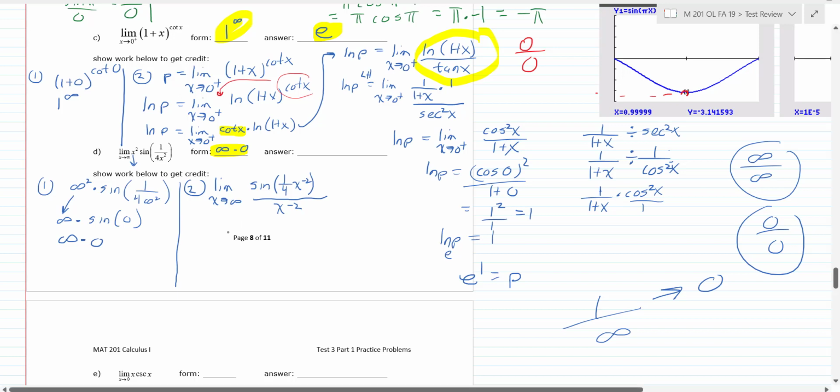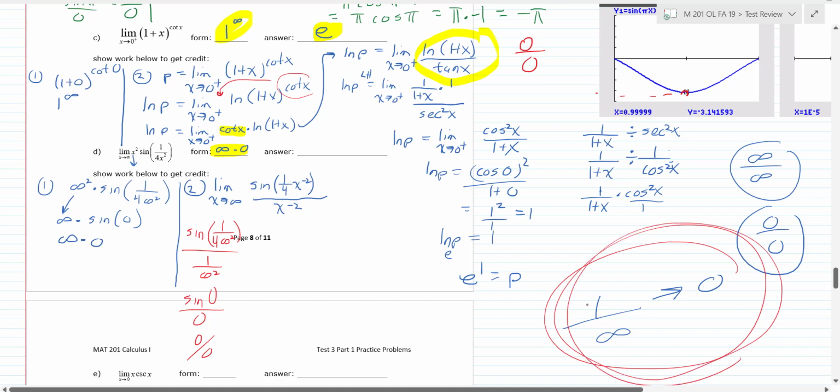Let's see what kind of form we have now. If we plug in infinity right now, we really have the sine of 1 over 4 times infinity squared. And x to the negative 2 is really 1 over x squared. So what happens is you get sine of 0 over 0. Right now you have a 0 over 0 form, because you're doing the sine of 0. And remember, this is real important: any number divided by infinity, doesn't matter how big that numerator is, can't compete with infinity. So that's going to go to 0. So we have a 0 over 0 limit right now, which means we can move on and do L'Hopital's rule.